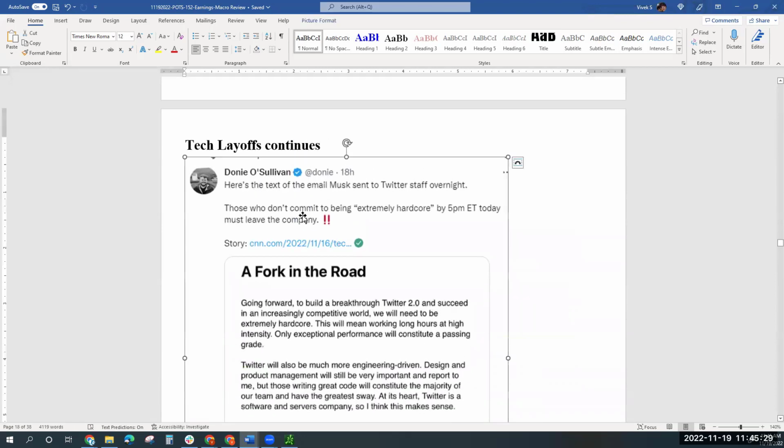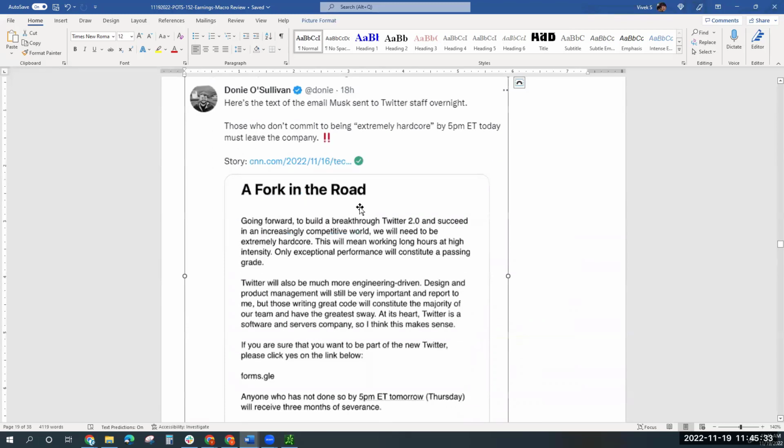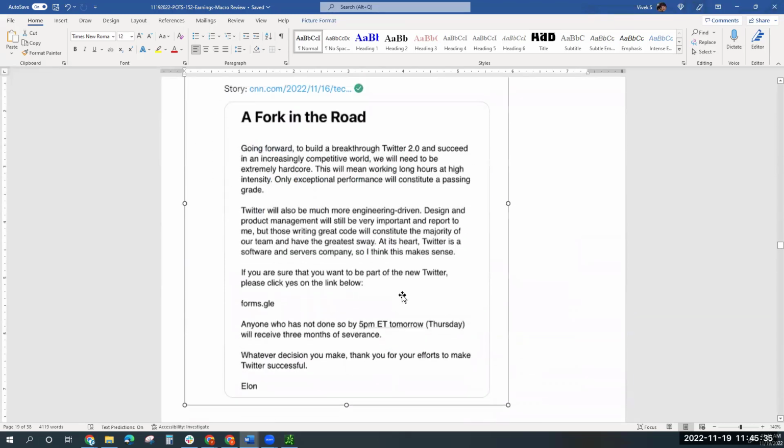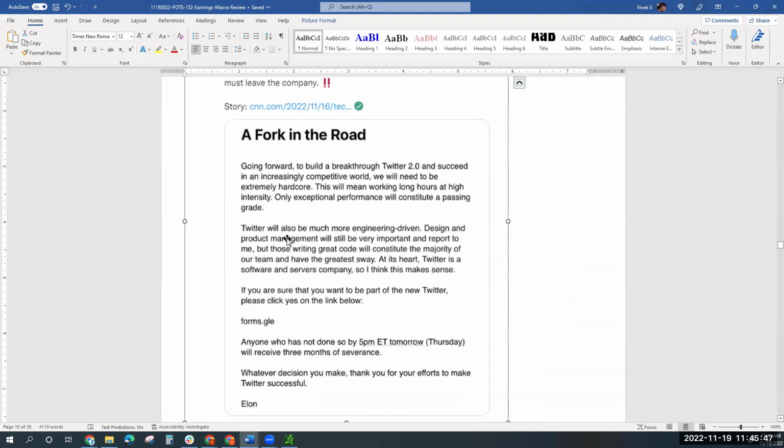Okay, this one I do want to talk about. On the 16th, Elon sends out an email to the Twitter staff overnight. It talks about going forward to build a breakthrough Twitter 2.0 and succeed in this world.